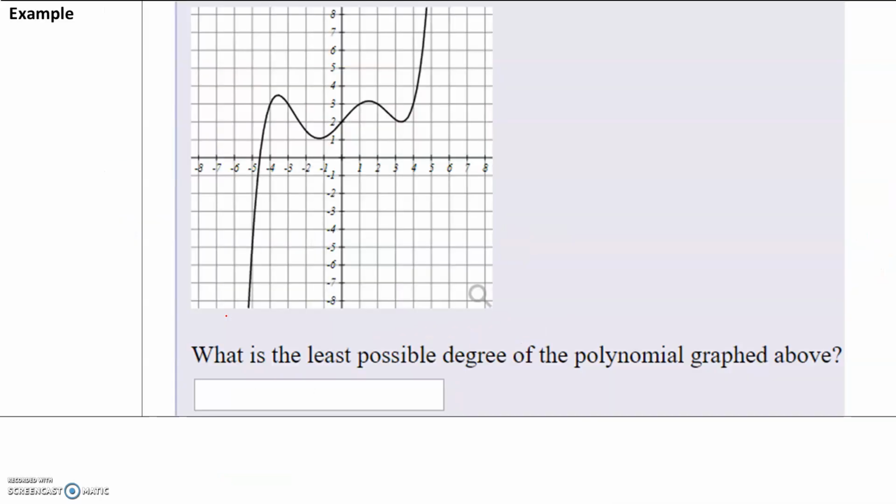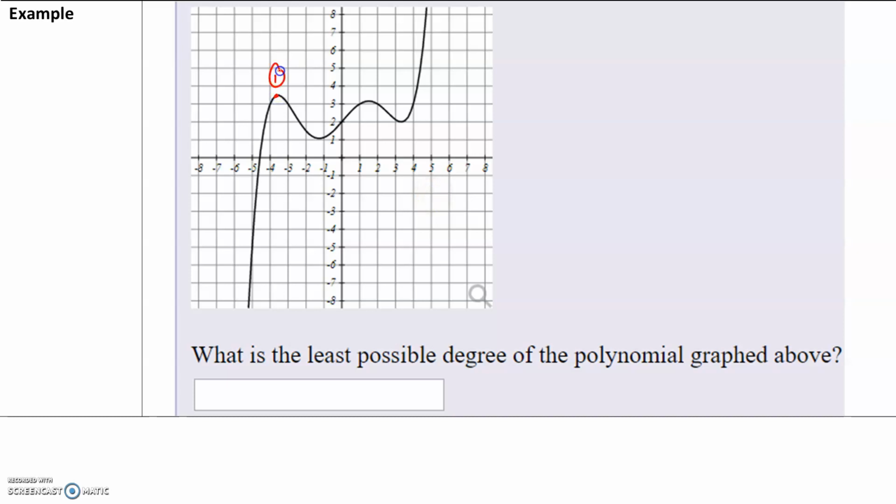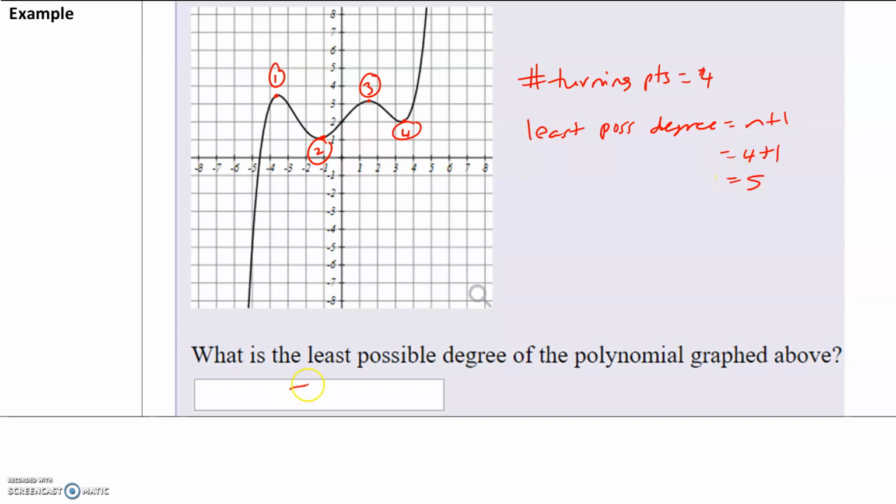Here's another example. What is the least possible degree of the polynomial graphed above? So let's count the number of turning points. The graph turns here, that's 1 turning point. The graph turns here, that's 2 turning points. The graph turns here, that's 3 turning points. And the graph turns here, that's 4 turning points. So the number of turning points equals 4. And so the least possible degree is going to be 4 plus 1, or 5. So the lowest degree you can have is going to be an x to the 5th polynomial.